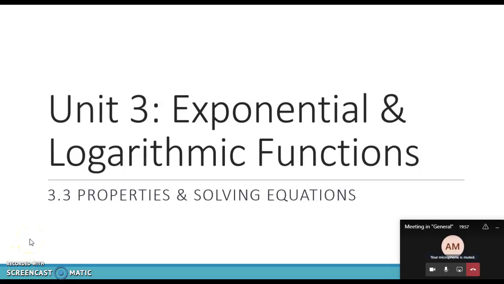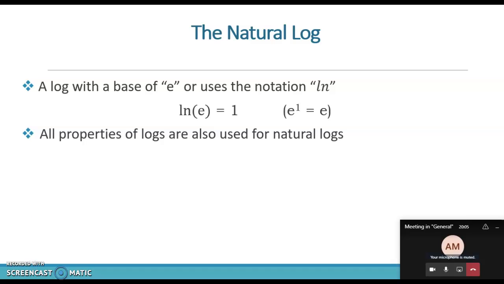All right, so Unit 3, we're going to talk a little bit more about exponential and logarithmic functions. This time we're going to talk about using the properties to solve logarithms.